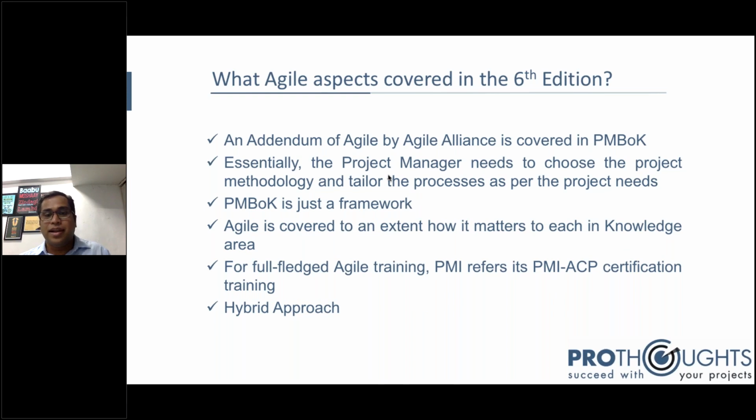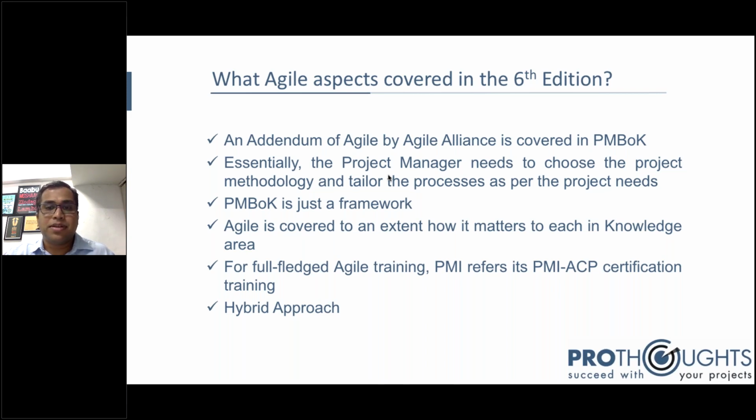So there is Agile Alliance, there is Scrum Alliance, there are different institutions which provide certifications on how you can manage Agile projects. There are many frameworks or many kinds of Agile certification. You can call Kanban Agile, you can call Extreme Programming Agile, you can call Scrum Agile, the different ways to manage an Agile project. So by Agile Alliance, there is an addendum of Agile, which is covered in the PMBOK. But I don't think PMBOK covers Agile. For Agile certification, there is another certification, PMI-ACP.